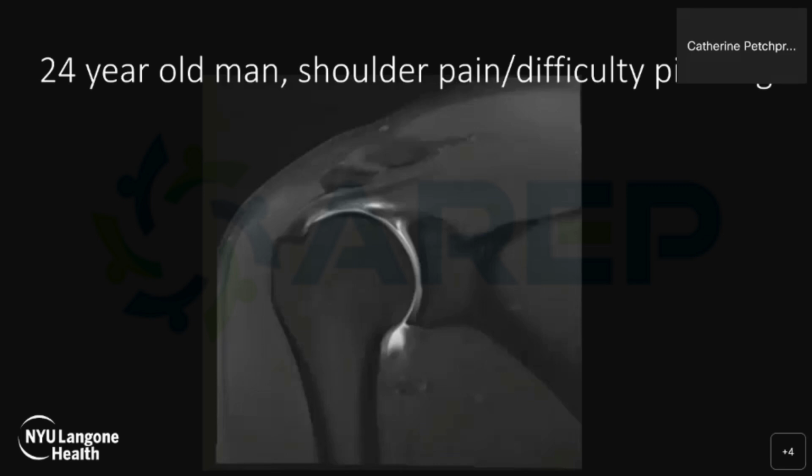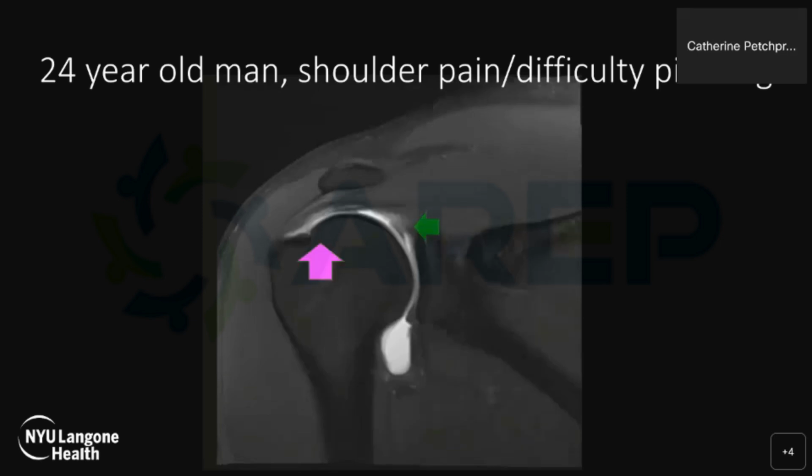This is a 24-year-old man with shoulder pain and difficulty pitching. These are contiguous coronal oblique MR arthrographic images from front to back. Here is gadolinium insinuating into a tear along the base of the posterosuperior labrum and insinuating into the articular side fibers of the supraspinatus infraspinatus tendon.